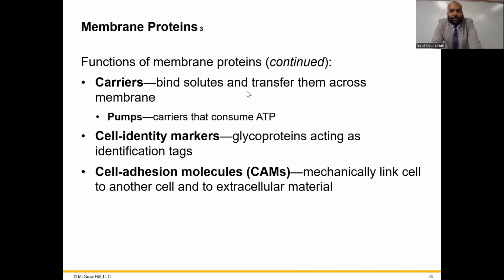So, the functions of the membrane proteins: we have carriers that bind solutes and transfer them across the membrane. We have pumps, which are carriers that consume ATP. There are cell identity markers, which are glycoproteins acting as identification tags. And there are cell adhesion molecules, which mechanically link the cell to another cell and to the extracellular material.